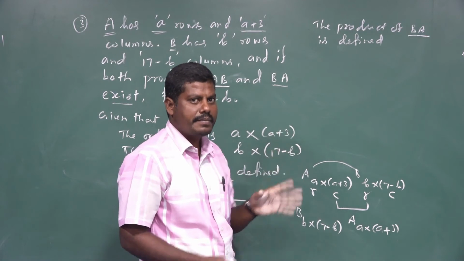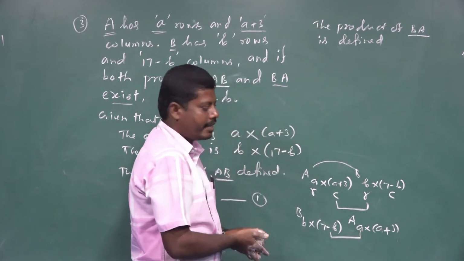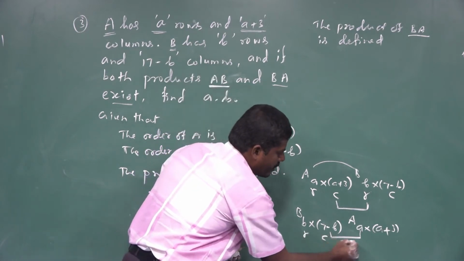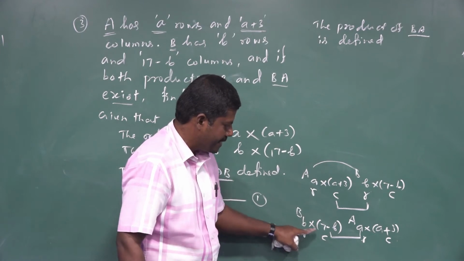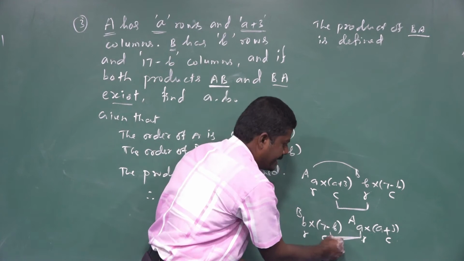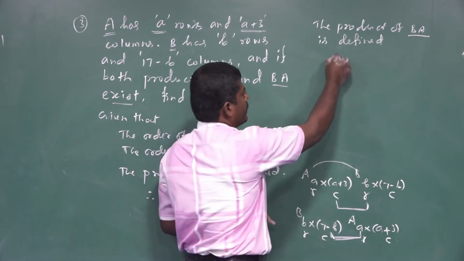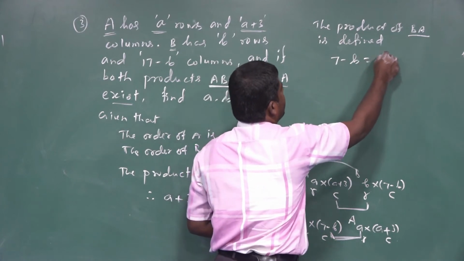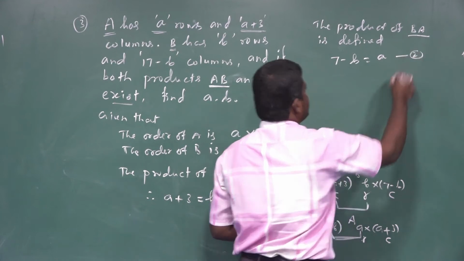The product is possible. Then these two must be equal. This is row, this is column, this is row, this is column. The number of columns in the first matrix is equal to the number of rows in the second matrix. These two must be same. That means 17 minus b is equal to a. This is our equation number 2.